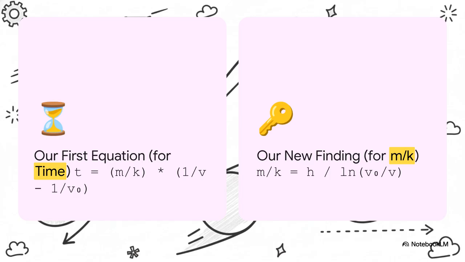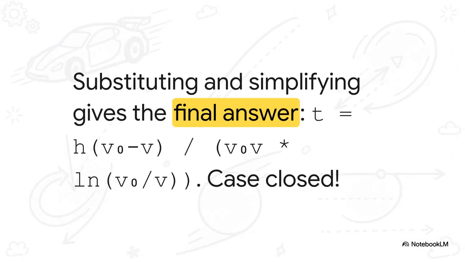So check this out. We now have the two pieces of our puzzle. On one hand, we have our first equation for time, which was stuck because of that unknown m over k. On the other hand, we have a brand new equation that tells us exactly what m over k is using only our known variables. You see where this is going, right? All we have to do is take our new expression for m over k and substitute it right into our time equation. A little bit of algebra later, and there it is, the final answer. The time it takes the bullet to get through the plank, expressed entirely in terms of the variables we were given at the start. Case closed.